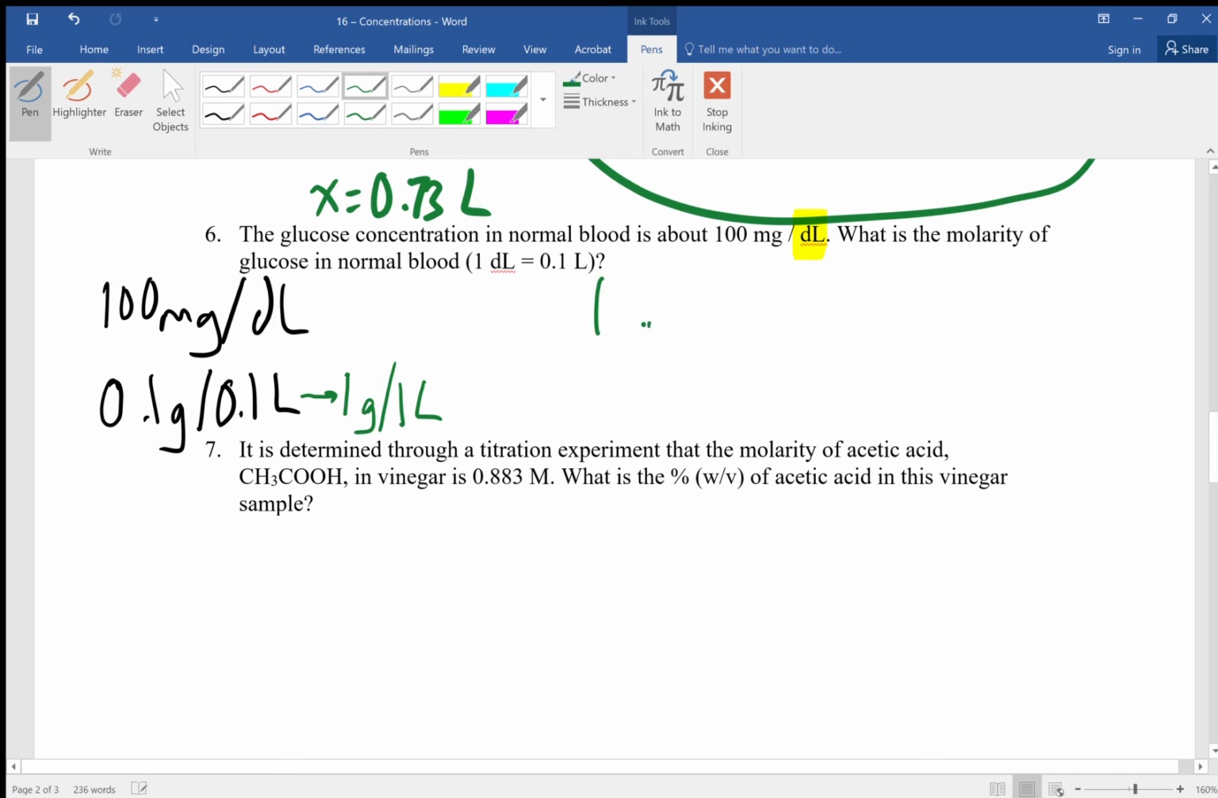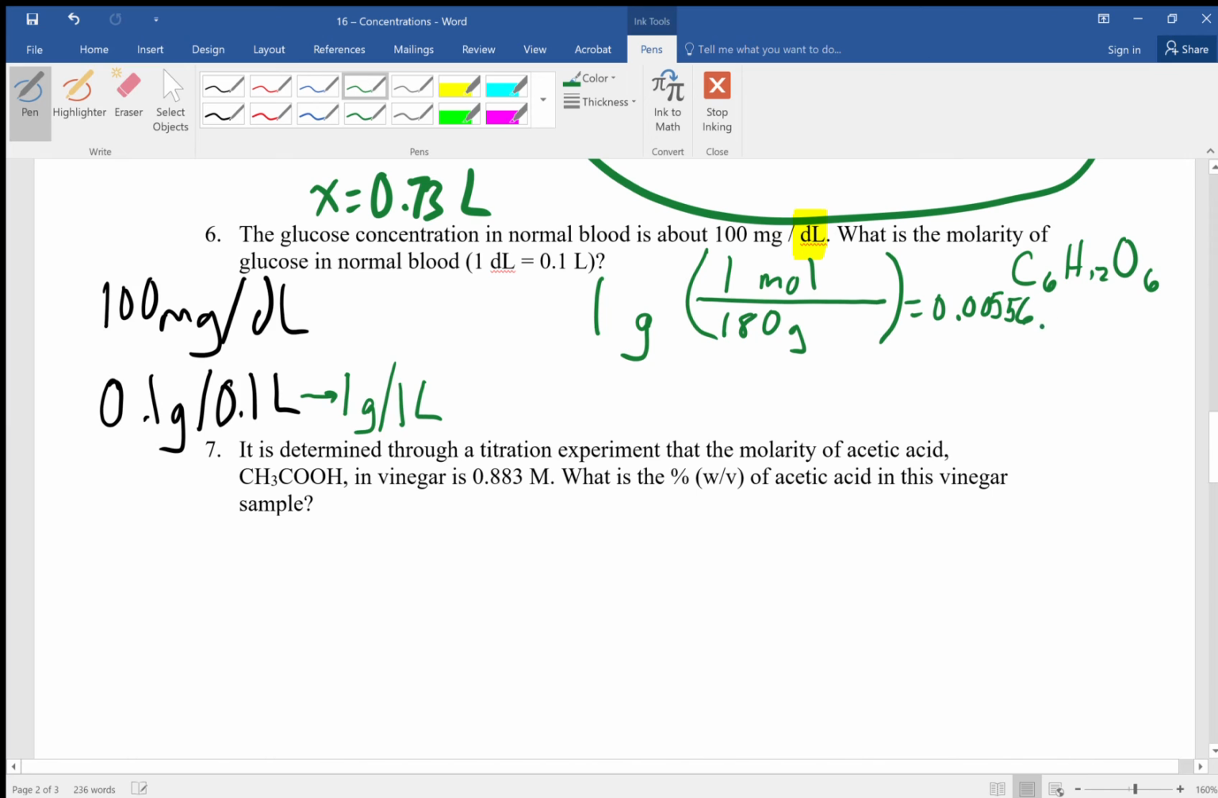So we can now say 1 gram of glucose and convert that to moles. So the chemical formula of glucose we can look up. We find it's C6H12O6, that has a mass of 180 grams. So we have a very, very small number of moles here, 0.00556 moles.